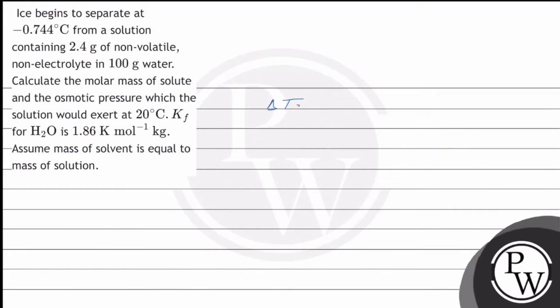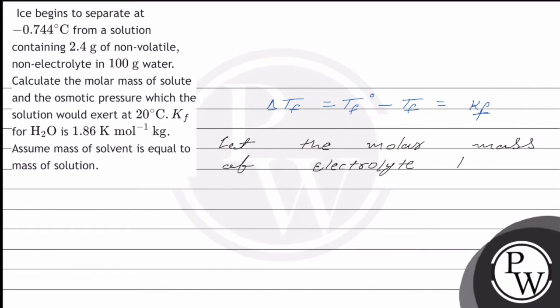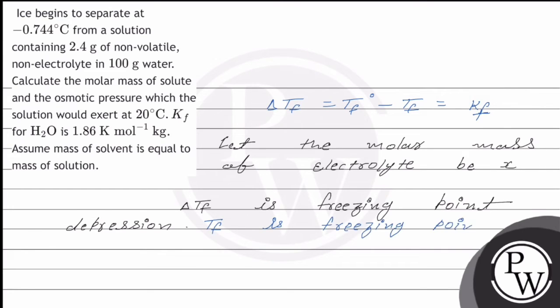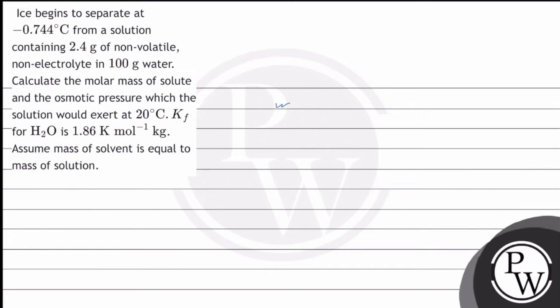Delta Tf equal to Tf naught minus Tf equal to Kf m. Let the molar mass of electrolyte be X. Delta Tf is freezing point depression, Tf is freezing point of solution and Kf is depression constant. Now molality m equal to 2.4 upon X upon 100 upon 1000.